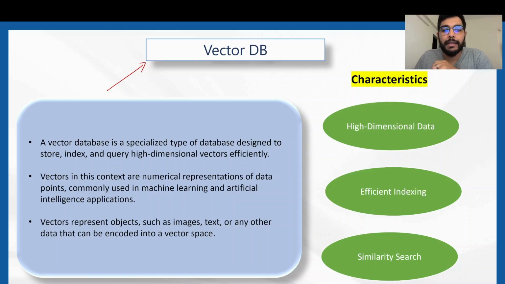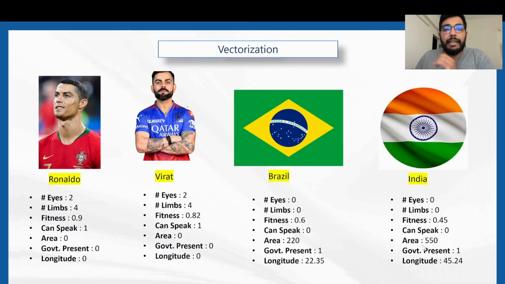A vector database is a specialized type of database designed to store, index, and query high-dimensional vectors efficiently. What exactly is the meaning of vectors or vectorization? Vectorization with respect to natural language processing is a process of converting natural text or raw text in a form of numerical array, such that similar words are kept closer or are placed closer in the continuous vector space.